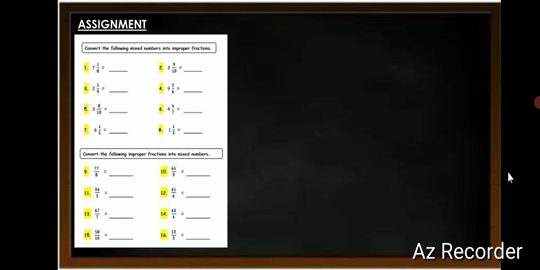Now this is an assignment for you to try. You have to convert the following mixed fraction to improper fraction. When you are done with this, you can convert the following improper fractions to mixed fraction.